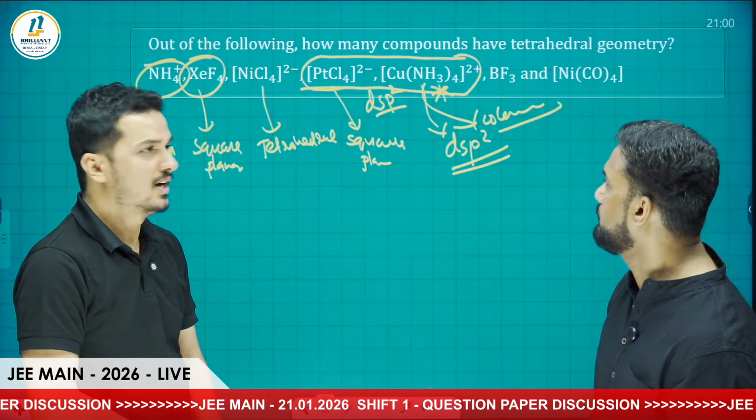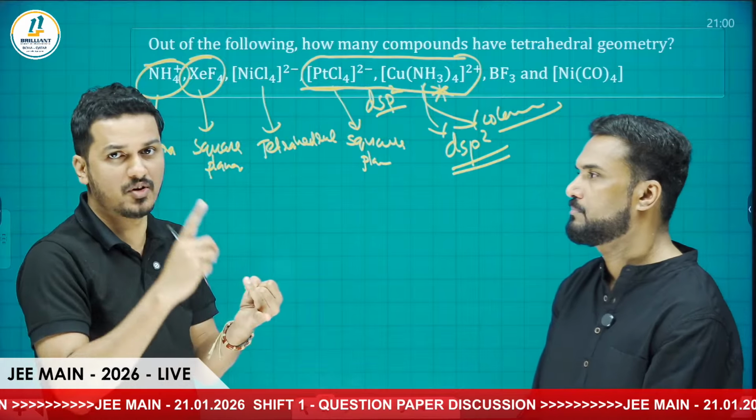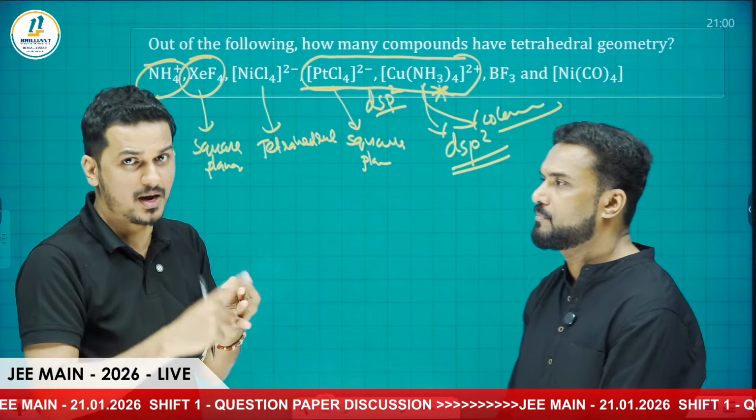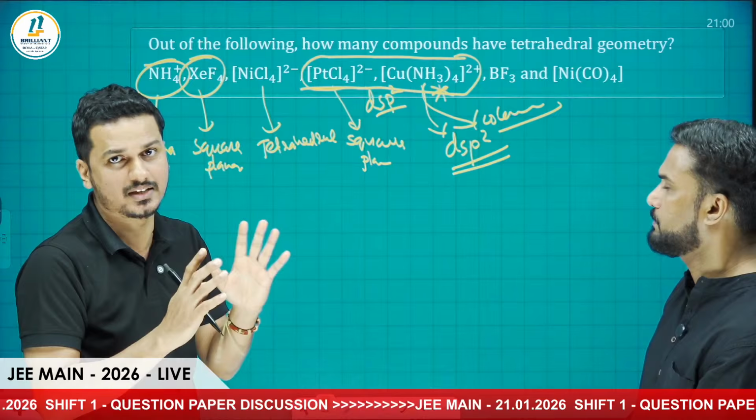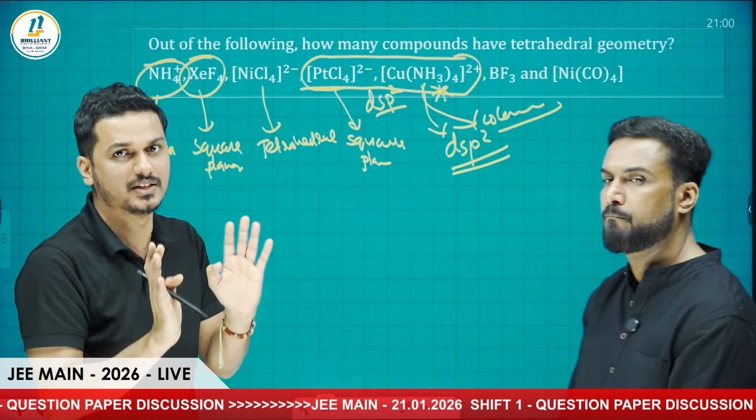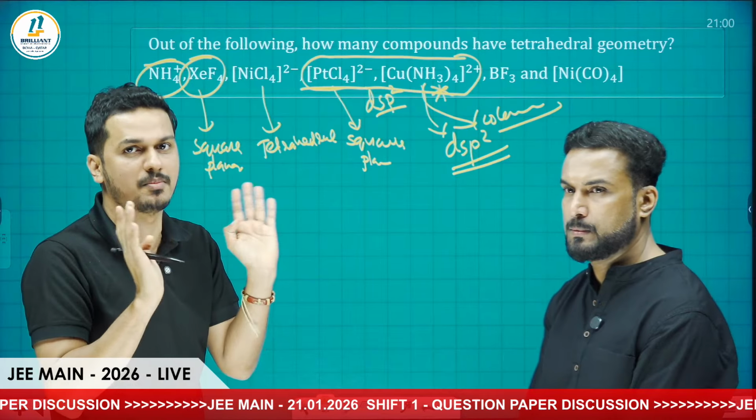dsp2 hybridization and electron jumping. And there is ammonia with copper, ammonia with iron, ammonia with cobalt, ammonia with nickel, everywhere exceptions are there. Ammonia with the complex, exceptions will be there. You have to be careful about that one, okay?